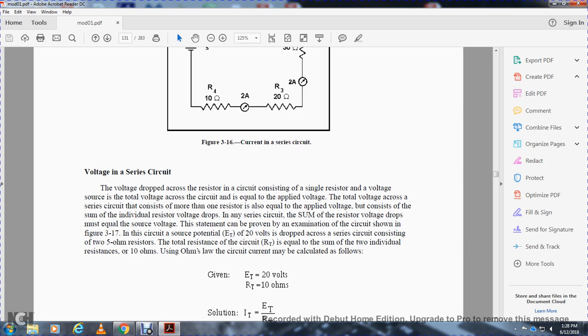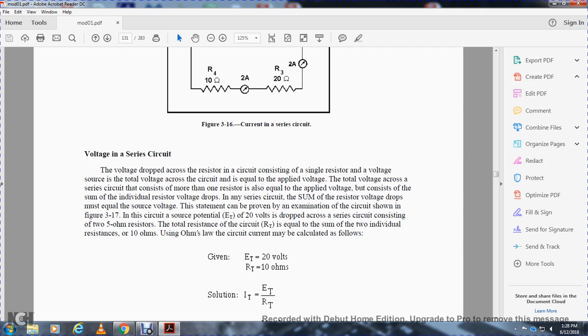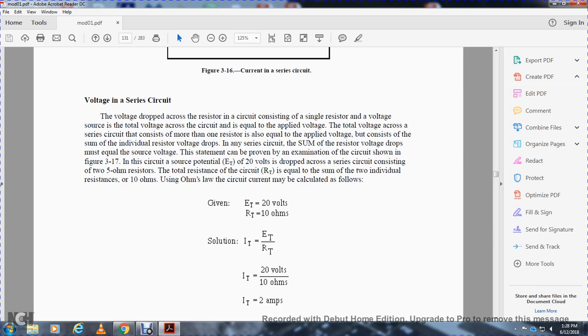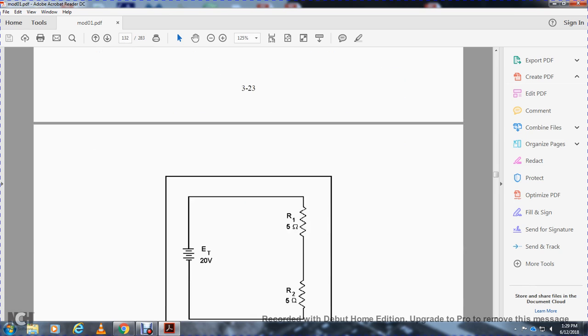The circuit shown has a total voltage of 20 volts dropped across a series circuit consisting of 2 resistors. The total resistance is equal to the sum of the 2 individual resistances, 10 ohms. Using Ohm's law, the current is calculated as: voltage total is 20 volts, resistance total is 10 ohms, so amperes total equals voltage total over ohms total, which is 20 volts over 10 ohms, which is equal to 2 amperes.